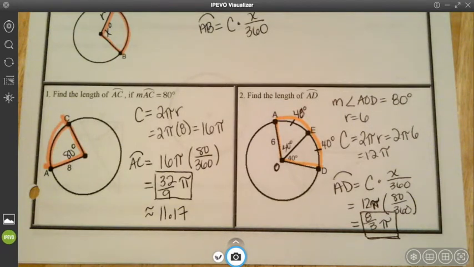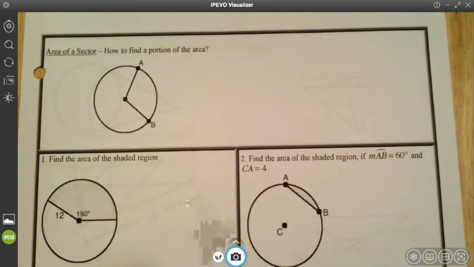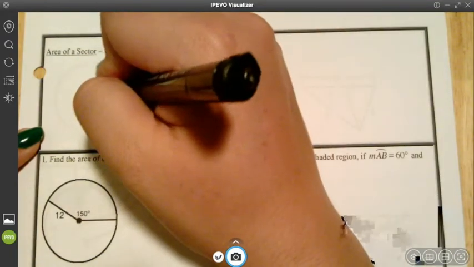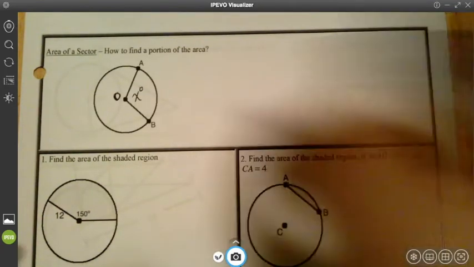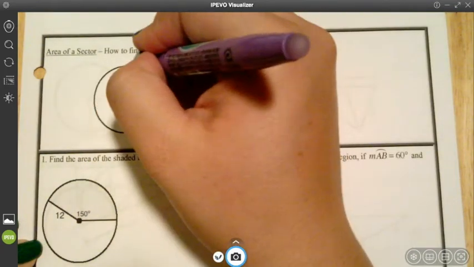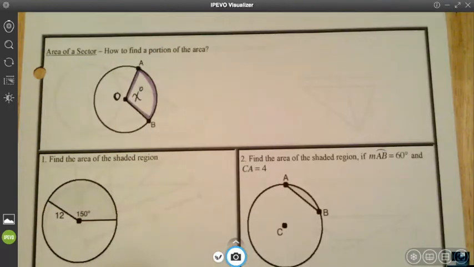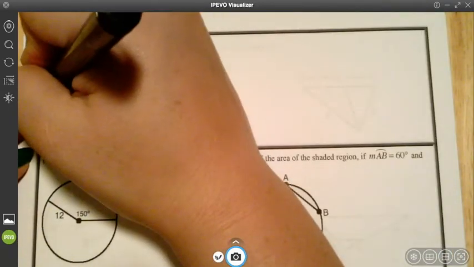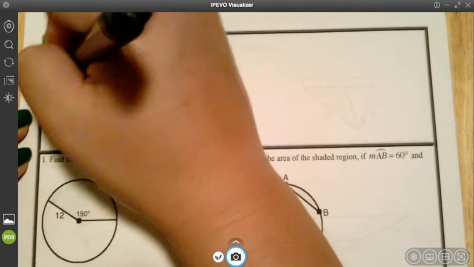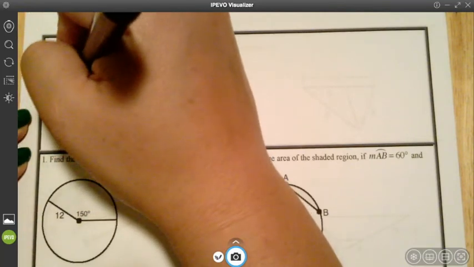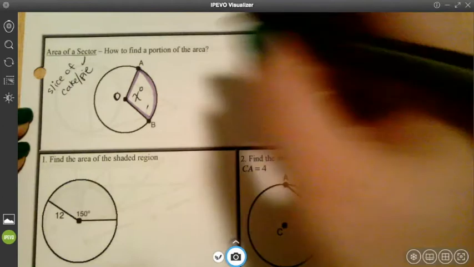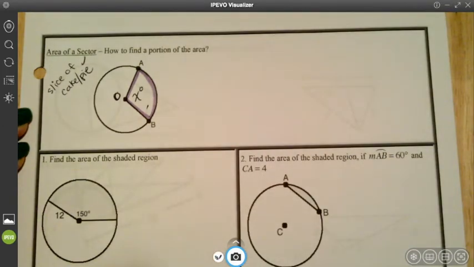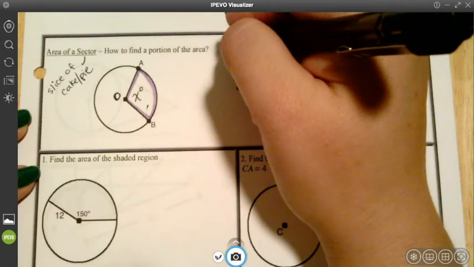Let's take a look at our next page. For this part, we are looking at the same thing except for area. So in order to find the area, and I'm going to call this center O with angle X, in order to find the area of this enclosed region, which is called a sector, a sector is like a slice of cake or pie. So it's the area enclosed by a central angle. So if I wanted to find that portion of the area, just like we were doing before with circumference, now we're going to do the same thing with area.